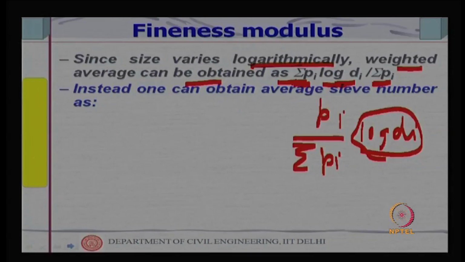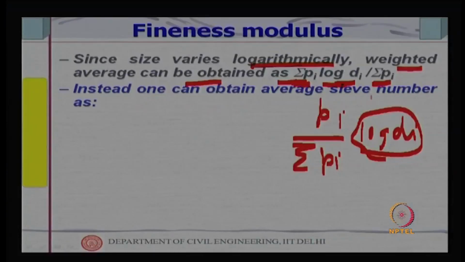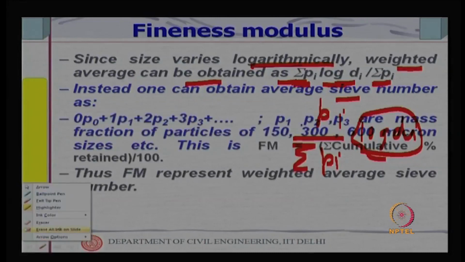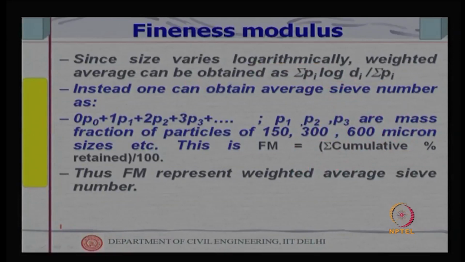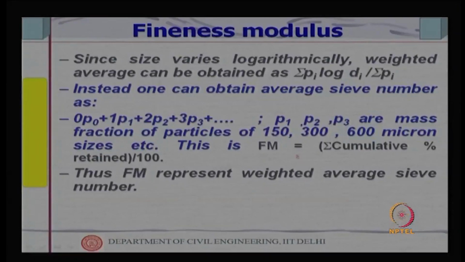So, if I want to calculate the average, I should use a weighted average. One could possibly have averaged it in the form of a geometric mean. In fact, that is what we are trying to do. So, a weighted average or geometric mean you can look into, and instead we get the average sieve number. This fineness modulus concept I will explain in the next class, because this would take a little bit of time. We define fineness modulus as the weighted average sieve number.